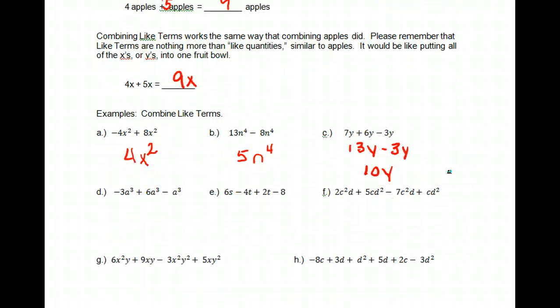Letter D. Go ahead, try that one on your own. Pause the recording and then we'll go over the answer.